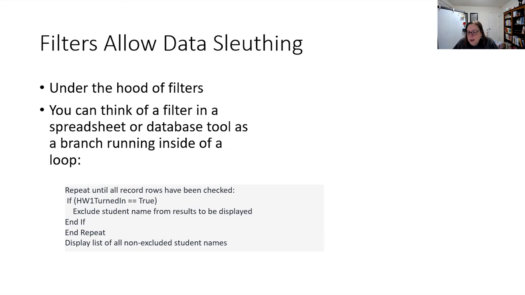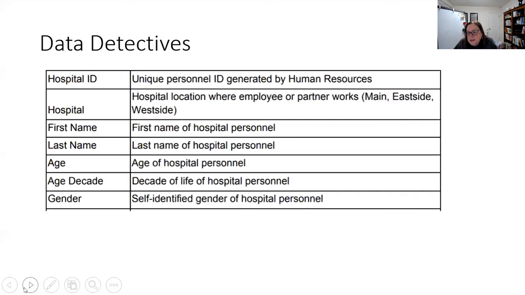So make sure that you process this inner branch driven by this outer loop. And then you get a display of all the records that have not been suppressed. This gets a lot more serious than, well, I'm sorry. Of course, whether you turned in your homework or not is serious. It's very serious. But here we are in the midst of COVID.